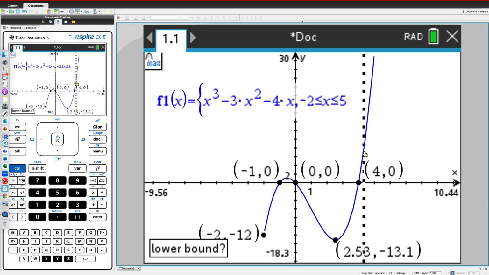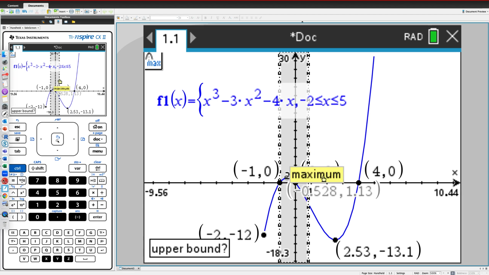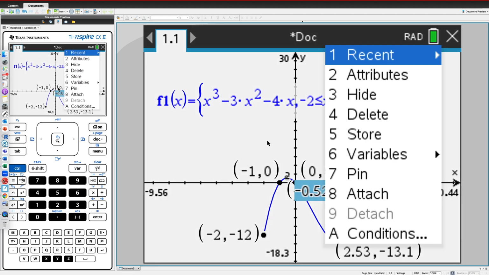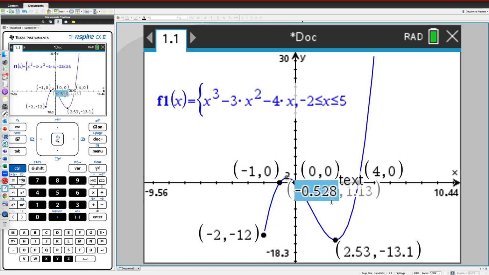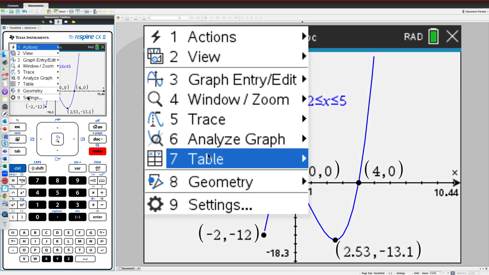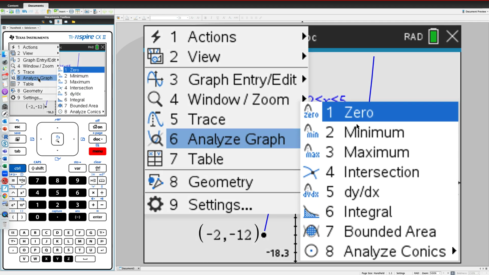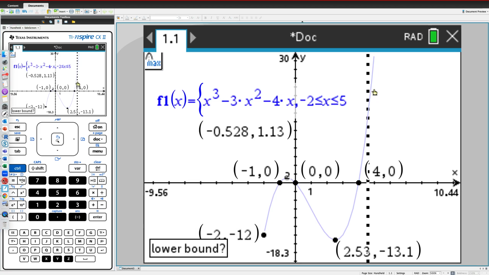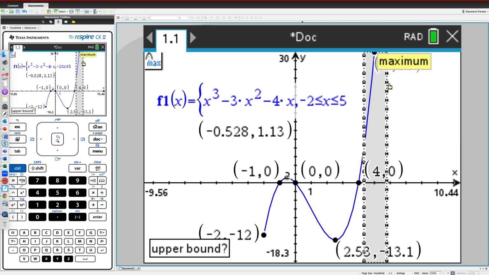Maximums. How many maximums do you see? 2. Draw an arrow on that one. Sorry, let me get it moved right. Okay, and finally last one. Maximum. Boy, there's a lot of stuff on this graph.